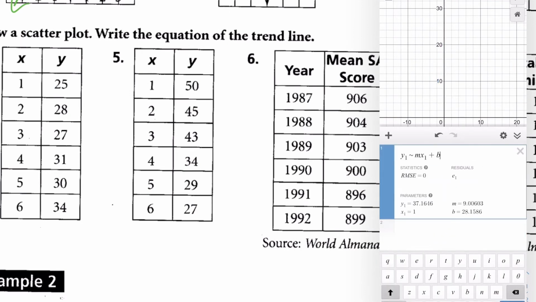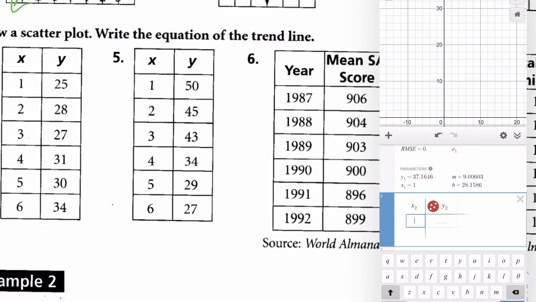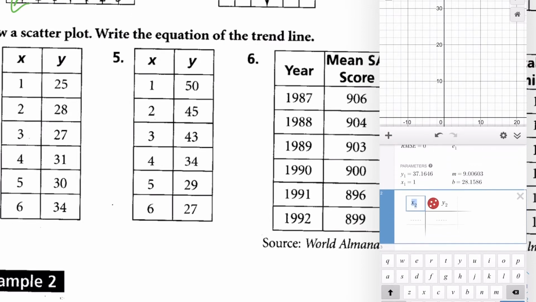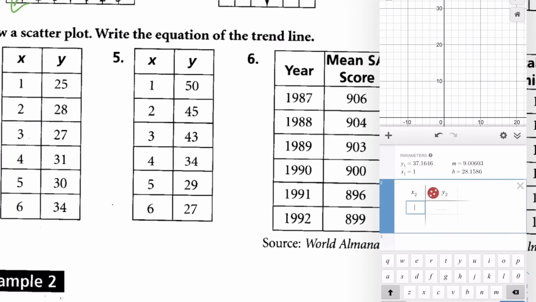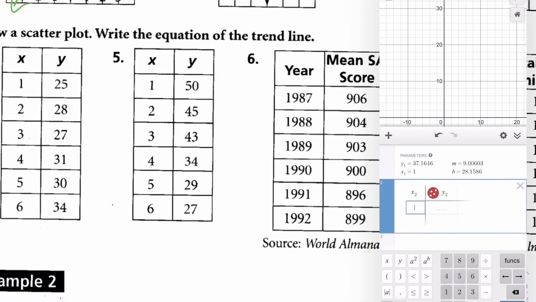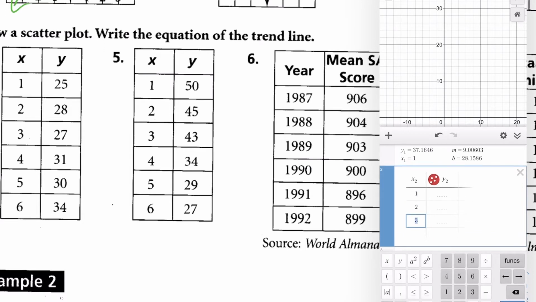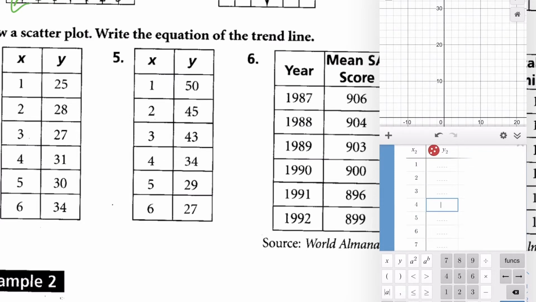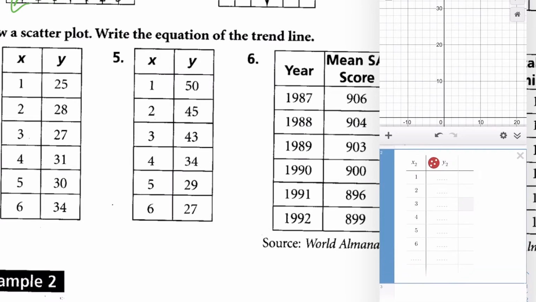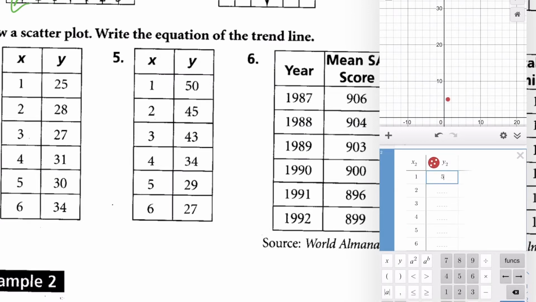So let me just go ahead and clear out that table. Let me make a new table. This table is going to be 1 through 6 for x. Oh, we don't have a number 7. We only go up to 6. And then the y is 50, 45, 43, 34, 29. Oh, I put the 29 in the wrong spot.